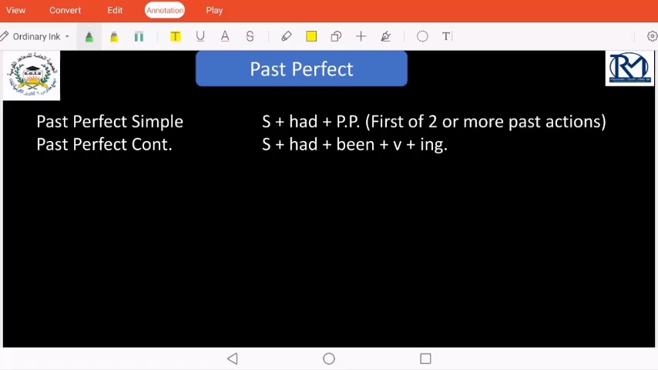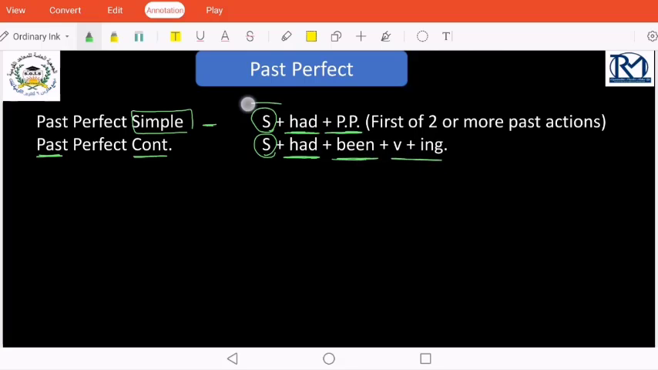Past perfect tense. What do we mean by the word past perfect? Let's start by the form, of course. Subject, followed by had, then past participle form. This is the past perfect simple. Past perfect continuous: we start with the subject, followed by had, then been, then verb plus ing.